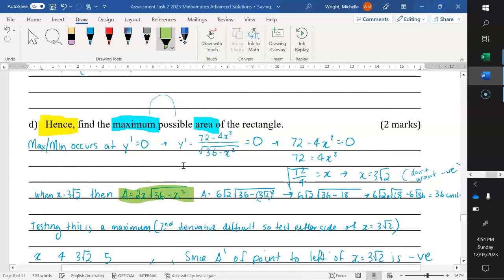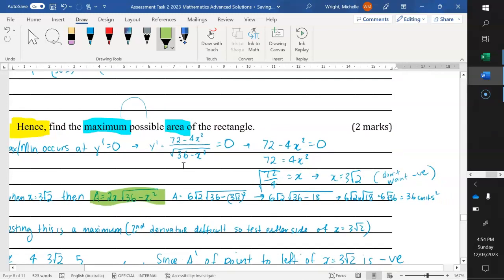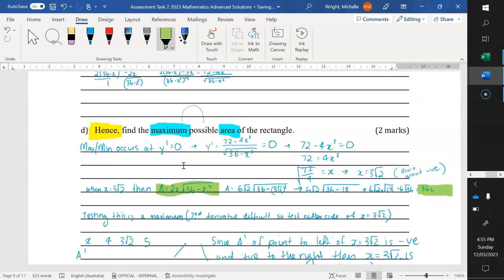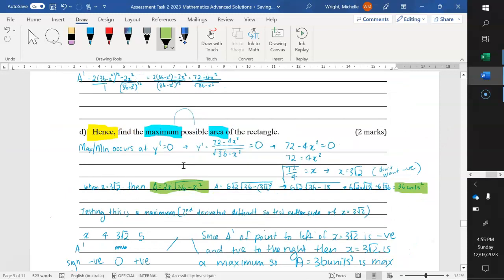That's the equation there. When I substitute my 3 root 2 or root 18, depending on what you ended up with, and worked that through, I ended up with 36 units squared as my area. Now that's okay to stop there, but I want you to go and test that that's a maximum, because what if that was a minimum area? So I'm going to test it, and what I like my guys to do in my class is either look to find the second derivative, or if the second derivative looks too difficult to do, we're going to use the first derivative and test either side of our x value and see if it tells us if it's a max or min.